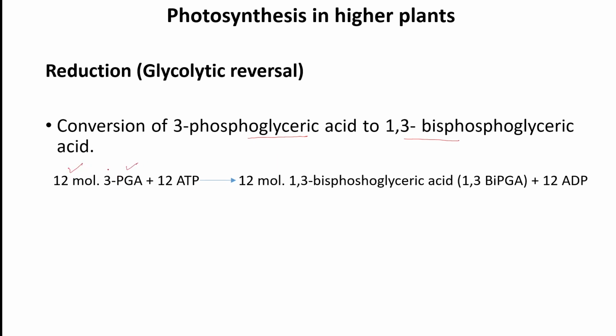So 12 molecules of 3-phosphoglyceric acid utilize 12 molecules of ATP to form 12 molecules of 1,3-bisphosphoglyceric acid, and 12 ADP are produced. So the point to remember is that 3-phosphoglyceric acid is converted into 1,3-bisphosphoglyceric acid and ATP is being utilized here. You have to remember 12 ATP are being utilized here because there were 12 molecules of 3-phosphoglyceric acid.